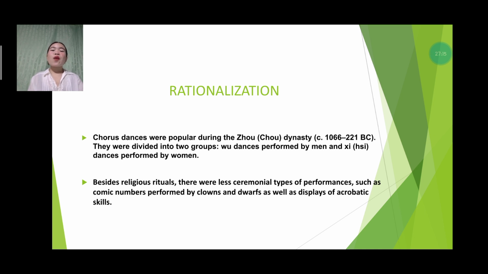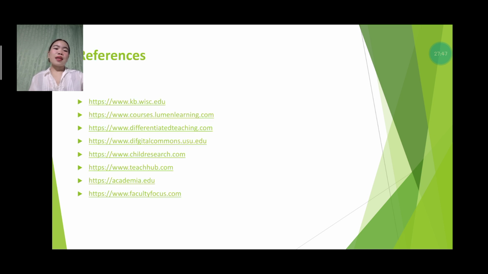So besides religious rituals, there were less ceremonial types of performances, such as comic numbers performed by clowns and dwarves, as well as displays of acrobatic skills. So this type of performance can be mostly seen in carnivals, or clowns performing in a carnival.